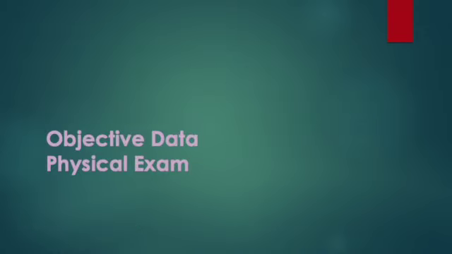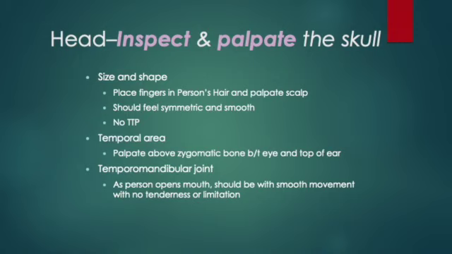We're going to move on to the objective data now and talk about what is entailed in the physical exam. First, we are going to both inspect and palpate the skull. With adults, we should not be able to feel any suture lines. It should be smooth. You are putting your hands and fingers on the person's hair and scalp, palpating and moving through the hair. You're making sure that everything is symmetric, and again, that it is smooth.